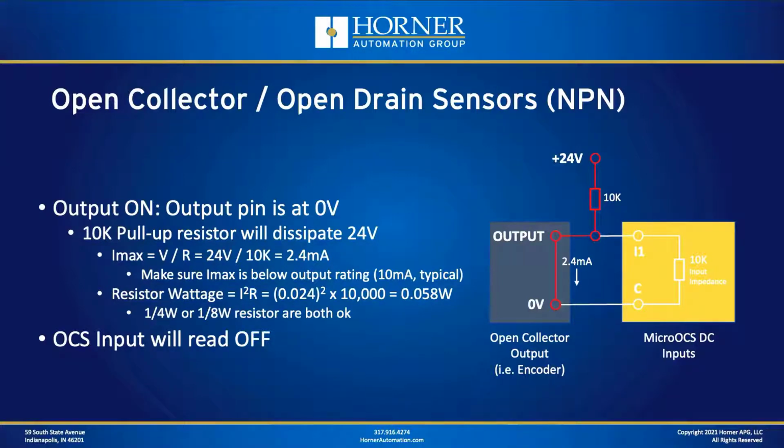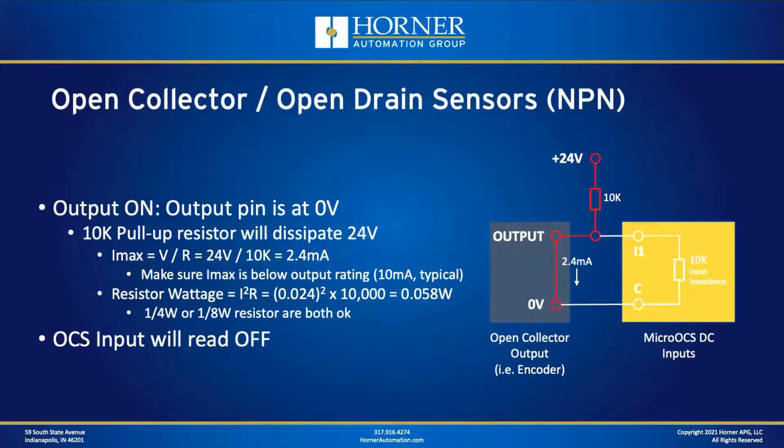First of all, let's make sure that we don't exceed the maximum current rating for that open collector device. If we calculate the maximum current that we're going to be running through that switch, you can see on the screen it comes out to effectively 2.4 milliamps. Most open collector outputs can handle typically up to 10 milliamps, so we should be good there at 2.4 milliamps.